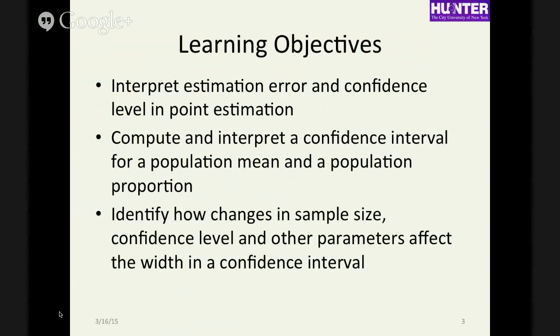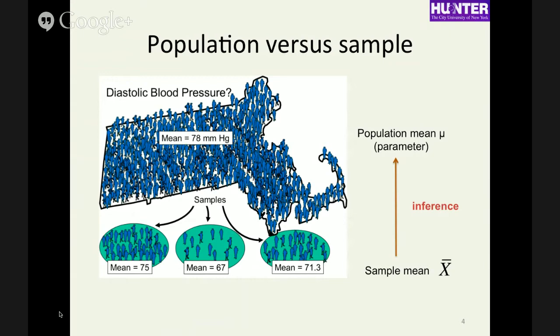So this is going to be a mostly conceptual class. I guess all of them are, but I'm really going to focus on interpretation of the confidence intervals and being able to relate them to different confidence levels, to sample sizes, and other population parameters. So hopefully you'll have a good understanding of all of those things by the end of today.